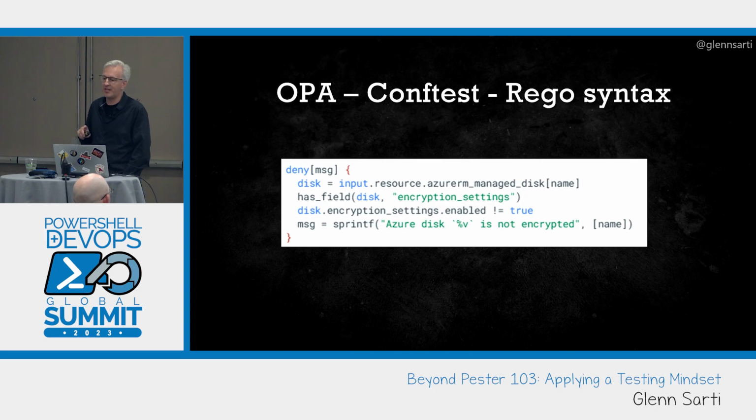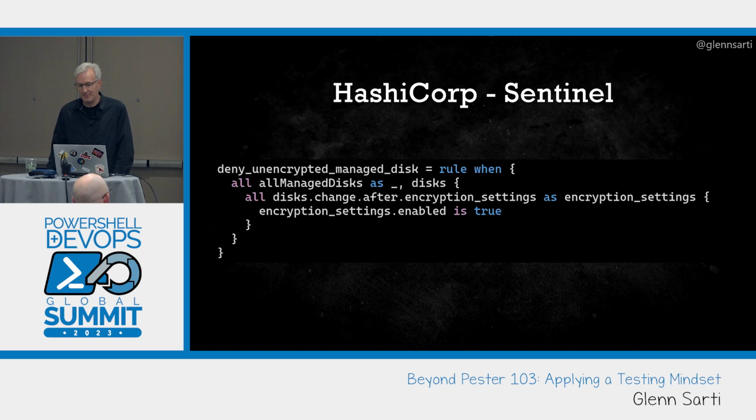ConfTest is designed to run policy tests over structured configuration data, be that plain old JSON, YAML, or responses from APIs. The tests themselves are written in Rego, which is the syntax for OPA. Here's an example from their documentation, which is checking that Azure Managed Disks are encrypted. HashiCorp Sentinel language is designed to be a policy framework to embed in applications, and Terraform Cloud supports applying Sentinel policies in your Terraform configuration. This is that same policy, but written in Sentinel language.